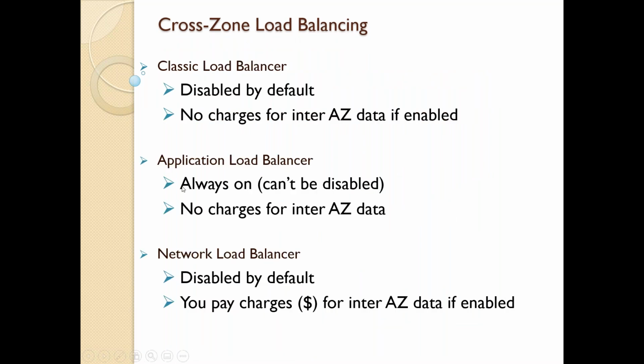For the classic load balancer, cross zone load balancing is disabled by default. There is no charge for inter availability zone data if it is enabled. For the application load balancer, it is always on, you cannot disable it. It is enabled by default, and there is no charge for inter availability zone data transfer. Whereas for the network load balancer, it is disabled by default, and you pay for inter availability zone data if enabled. The reason is it flows through the network layer. This is your cross zone load balancing.